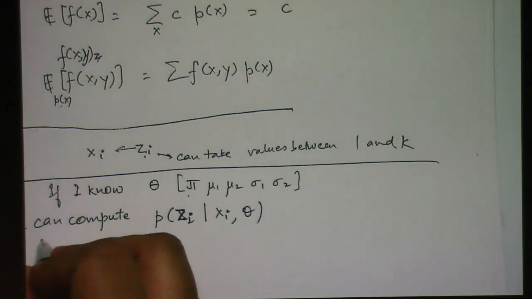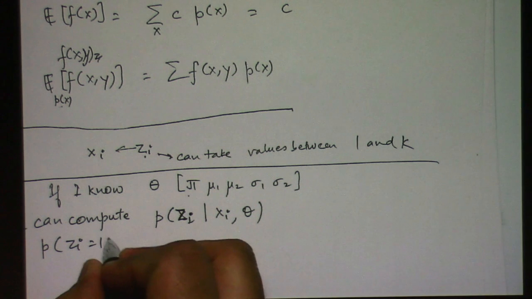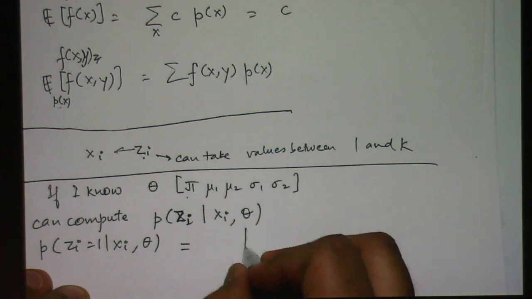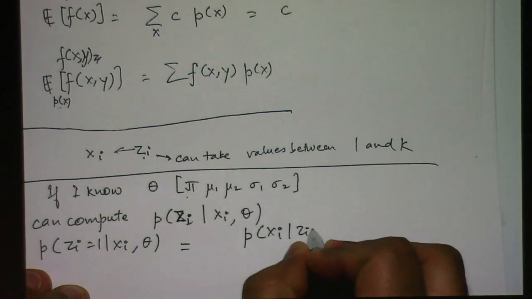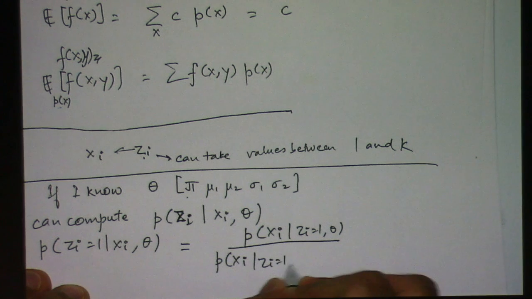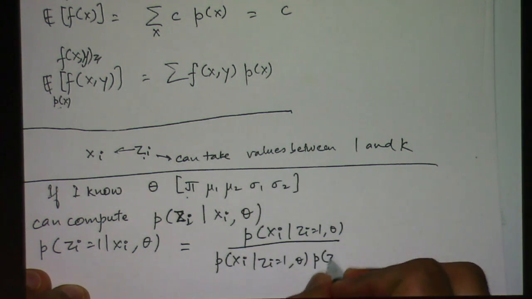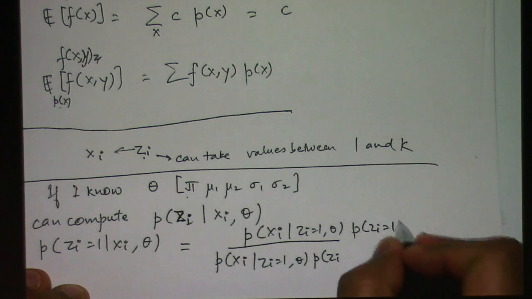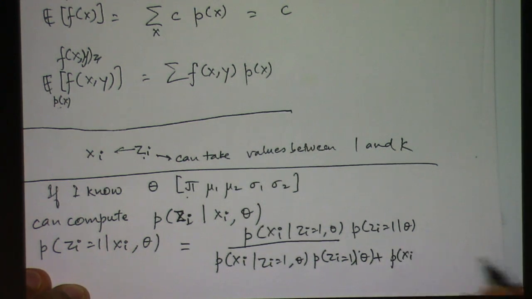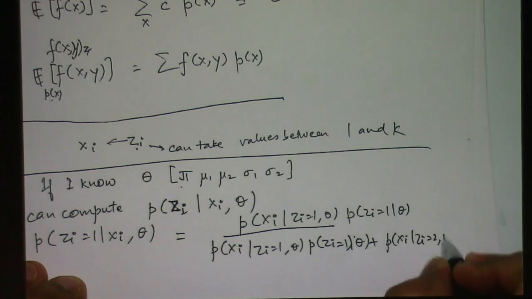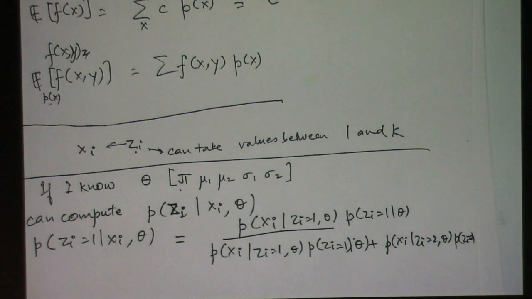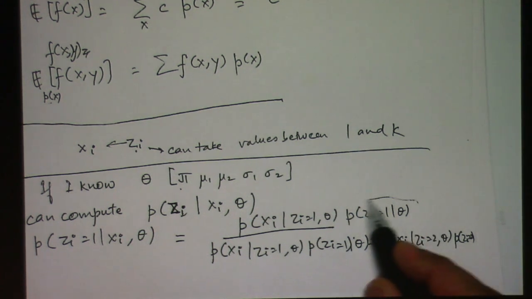So the probability of z_i being one of the components, let's say 1, given x_i and theta, is going to be simply the probability of x_i given z_i equal to 1 and theta, multiplied by the probability of z_i being 1, which is the prior, divided by the probability of x_i. On the denominator we have the same quantity plus the probability of x_i given z_i equal to 0 and theta, times the probability of z_i being 0. So this is straightforward, and we know how to compute each one of these quantities.